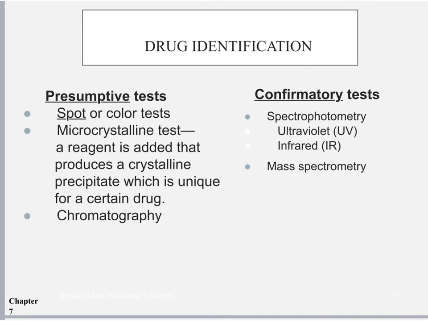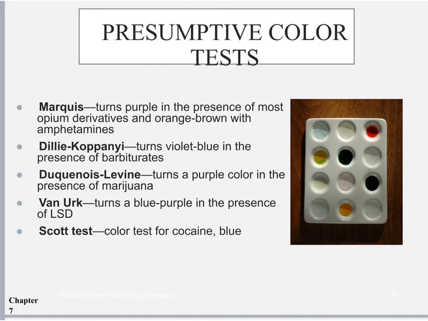So again, that presumptive test is what I was talking about. It's a quick little spot test that allows us to see specifically what color is being produced after reacting with a reagent. Or we can do confirmatory tests, which is usually what we do after we have a positive presumptive test. We could run UV or infrared spectra or a mass spectrometer as well. And so I'll show you a picture of what that means here in a second.